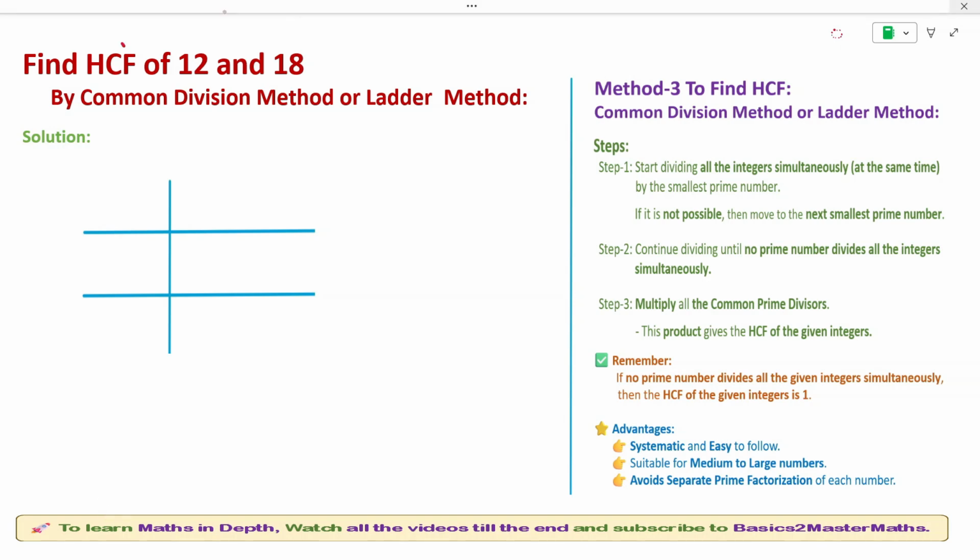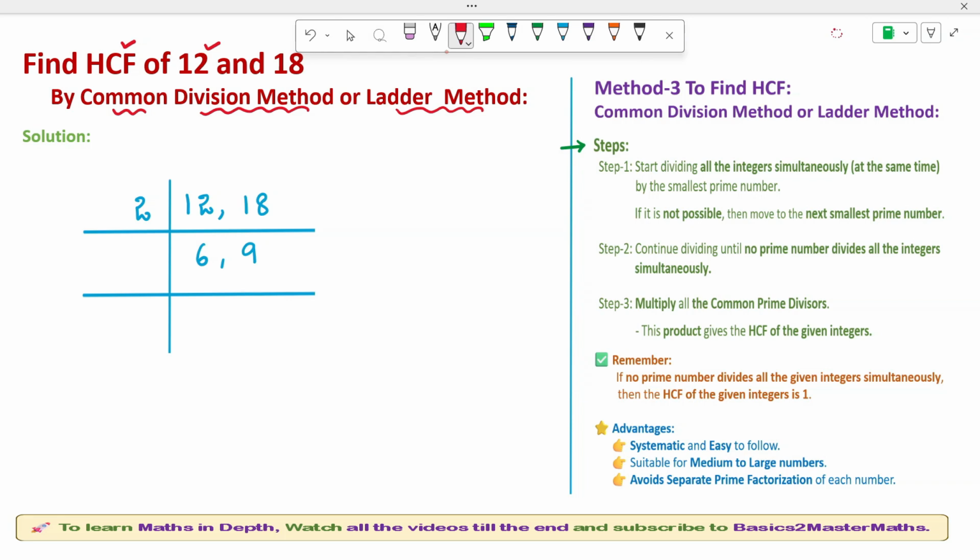Today we will find HCF of 12 and 18 by common division method or ladder method. Let us follow the below steps to solve the problem. Try dividing 12 and 18 by the smallest prime 2. Since 2 divides both the integers 12 and 18 exactly, we get 6 and 9.